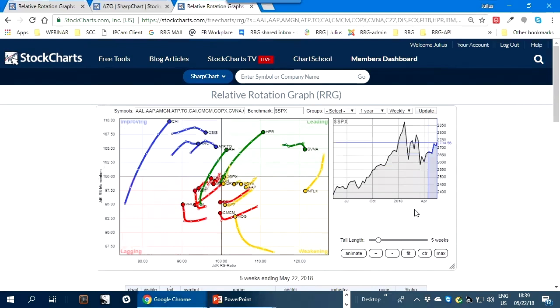Number 5 is Amgen, AMGN. Yep. Number 6 is Voya. Okay. Number 7 is FCX. Okay. Number 8 is CZZ. Got it. Number 9 is CVNA. Okay. And number 10 is CMCM. I would normally spend a little bit more time on this list, but here you go. This is it. Let's see what happens.